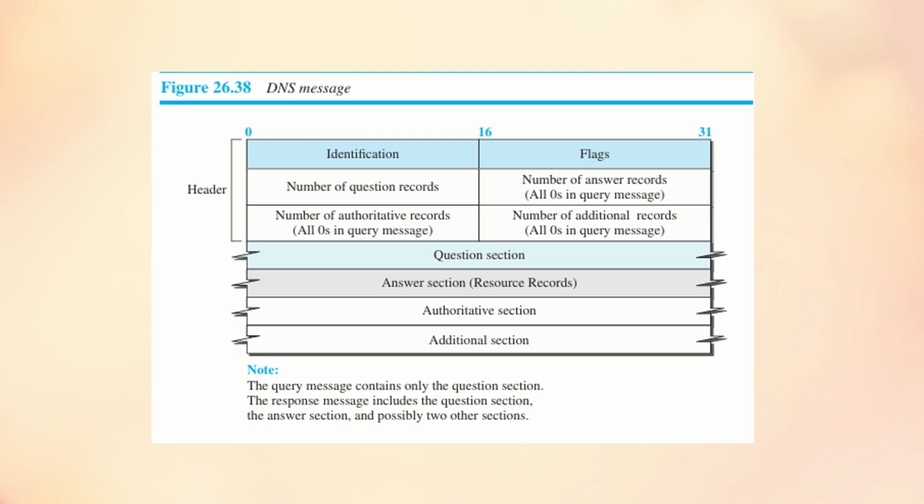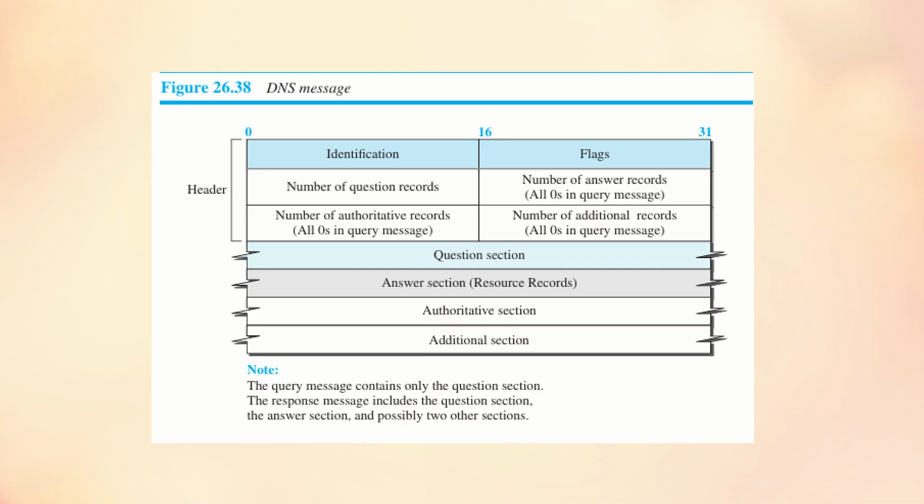Here, the first field, the identification field, is used by the client to match the response with the query. Next, we have flags. This flag field defines whether the message is a query or a response. It also includes the status of error. The next four fields in the header define the number of each record type in the message. Next, we have the question section. It consists of one or more question records. It is present in both query as well as response messages.